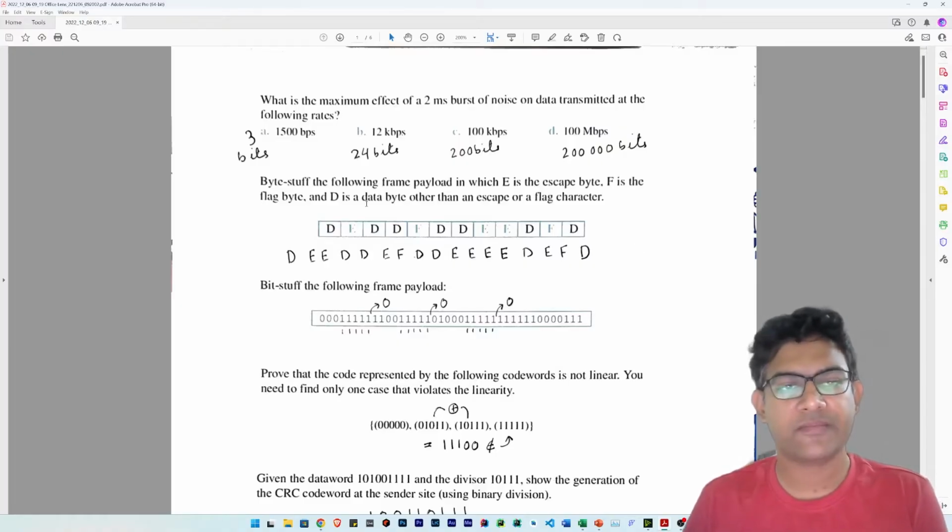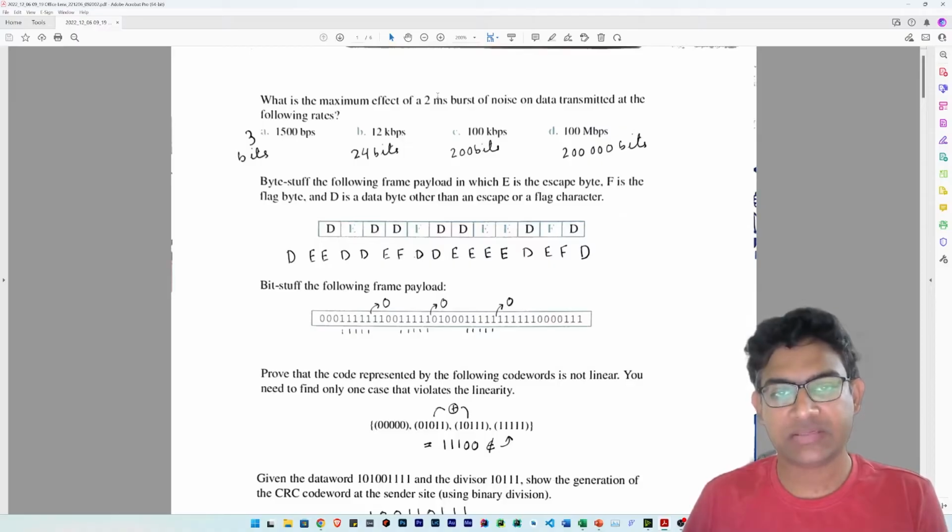So let's begin. What is the maximum effect of a 2 millisecond burst of noise on data transmitted at the following rates? So the data is moving with a bandwidth of 1500 bits per second, and the noise appears for only 2 milliseconds. So in those 2 milliseconds, how many bits of data are affected?